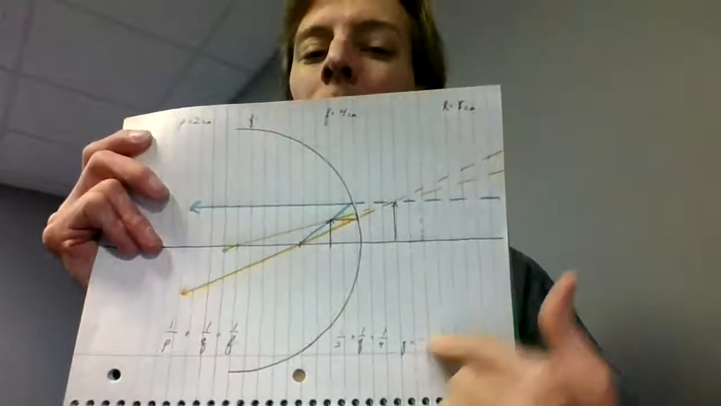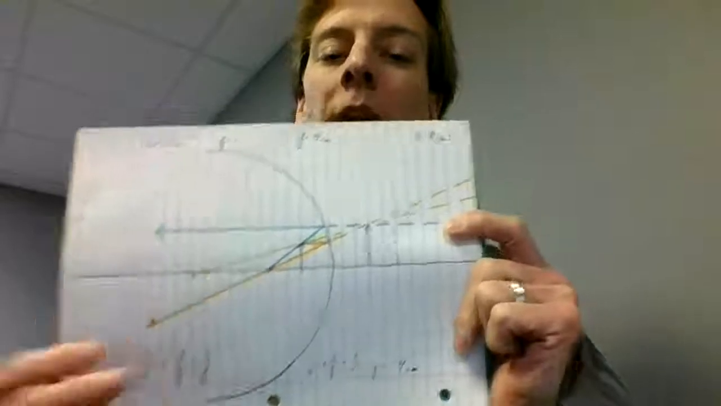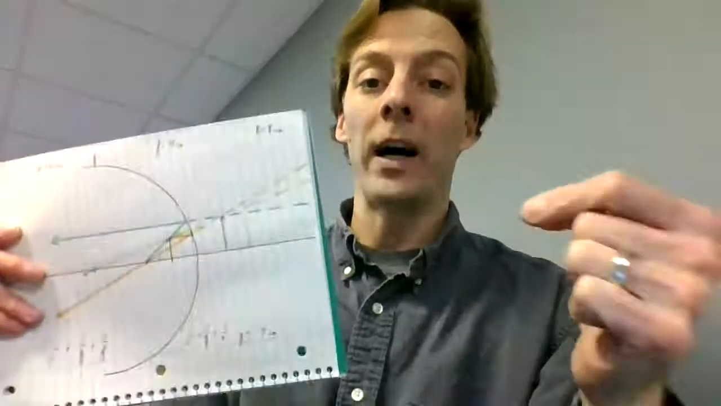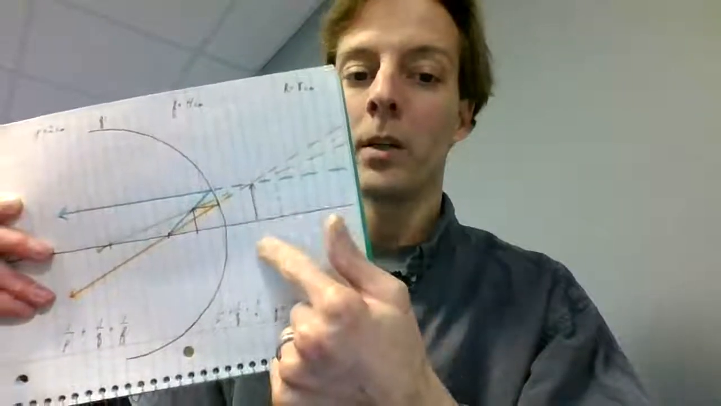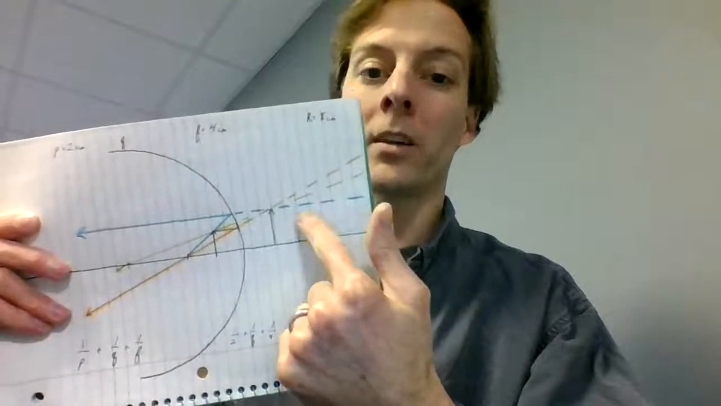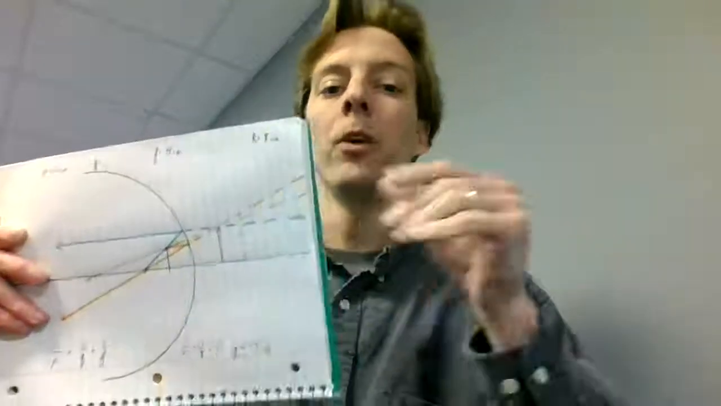Q is negative 4. Why is it negative? Negative tells you it's virtual. Dotted lines should be happening. Negative Q tells you it's a virtual image. It should be on the other side of the mirror. Negative is virtual. Negative Q is a virtual image. It's on the other side of the mirror.